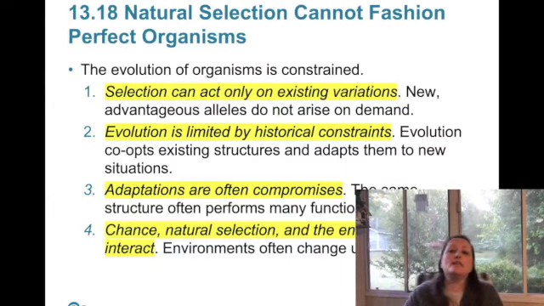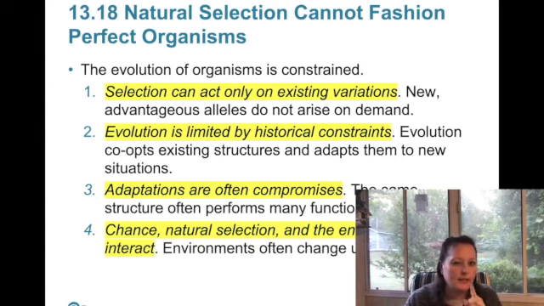So, natural selection cannot fashion perfect organisms. It can't. It's not possible because, again, everything is changing. So, evolution of organisms is constrained. It can act only on existing variations. Remember, it is an editing tool, not a creation tool. Limited by historical constraints. It can't just, again, create something out of nothing. Adaptations are often compromises. It means it's not normally just knocking something out. It's like, hey, this is pretty good and this is pretty good. Oh, here we go. And then it tries to put them together.